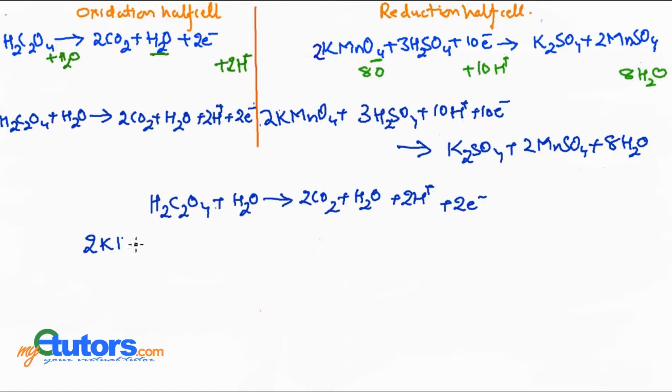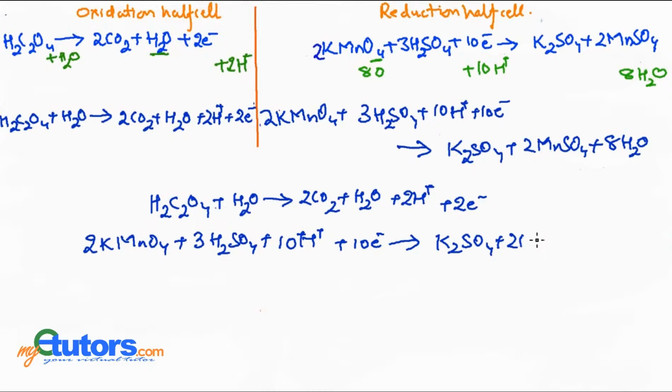After rewriting these equations, we have to equate the electrons of both the equations. So we multiply either one of these equations or both the equations by a number so that the electrons get equated. Now in this case, there are 2 electrons in the oxidation half cell while there are 10 electrons in the reduction half cell. So we can multiply the oxidation half cell by 5 to equate the electrons. After multiplying the oxidation half cell by 5, the oxidation half cell equation turns out to be as shown.